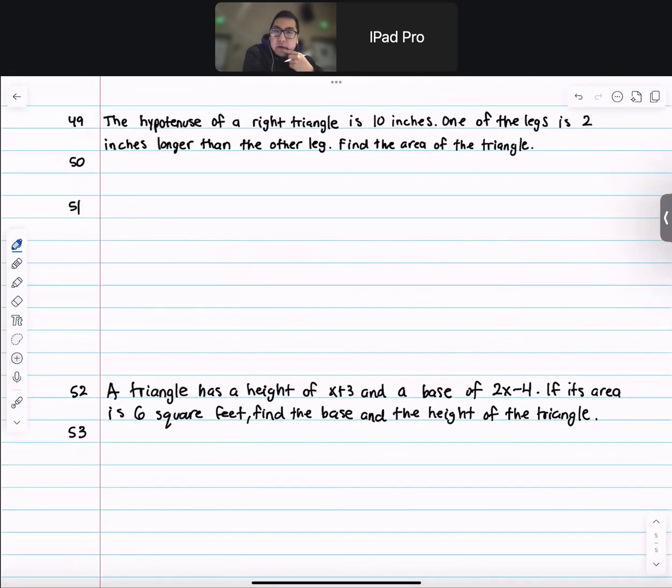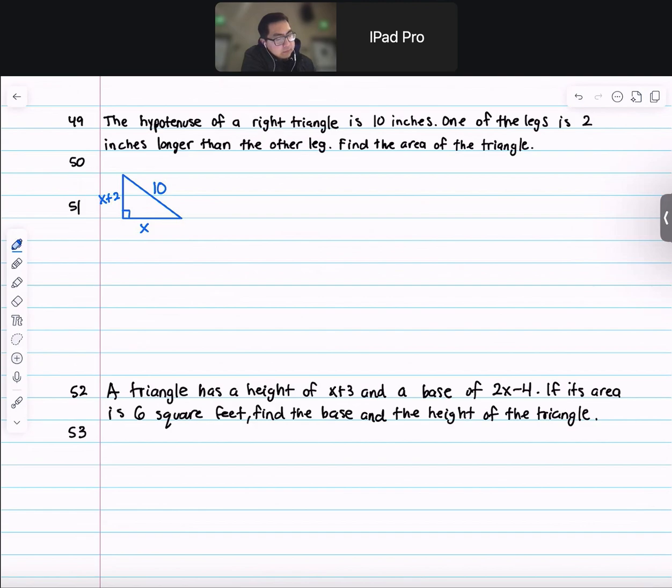Okay, so it says the hypotenuse of a right triangle looks like this, right? So the hypotenuse is 10. Remember, hypotenuse is right across from the 90 degree. And it says one leg is 2 inches longer than the other leg. I'm just going to say this is the first leg, x, and then the second leg will be x plus 2, 2 more than the other leg. Find the area of the triangle.